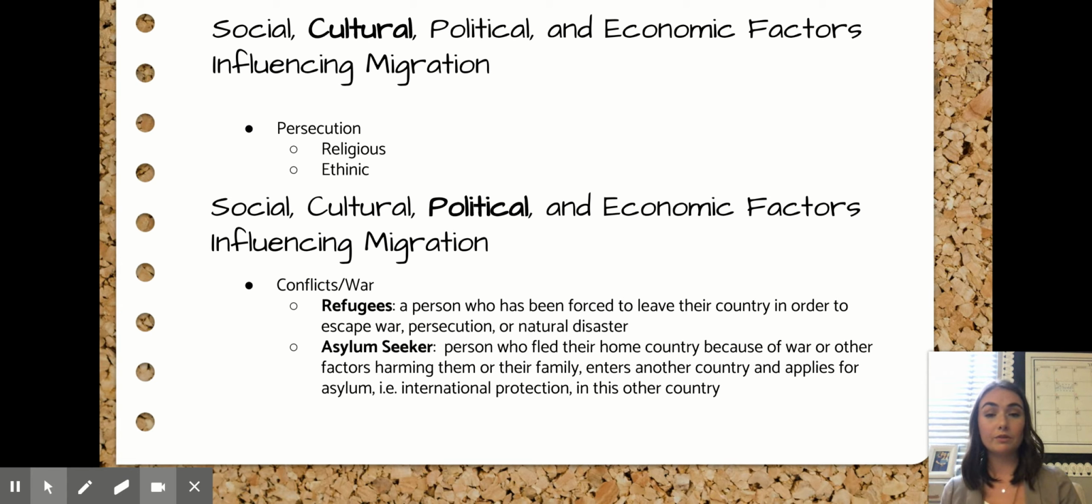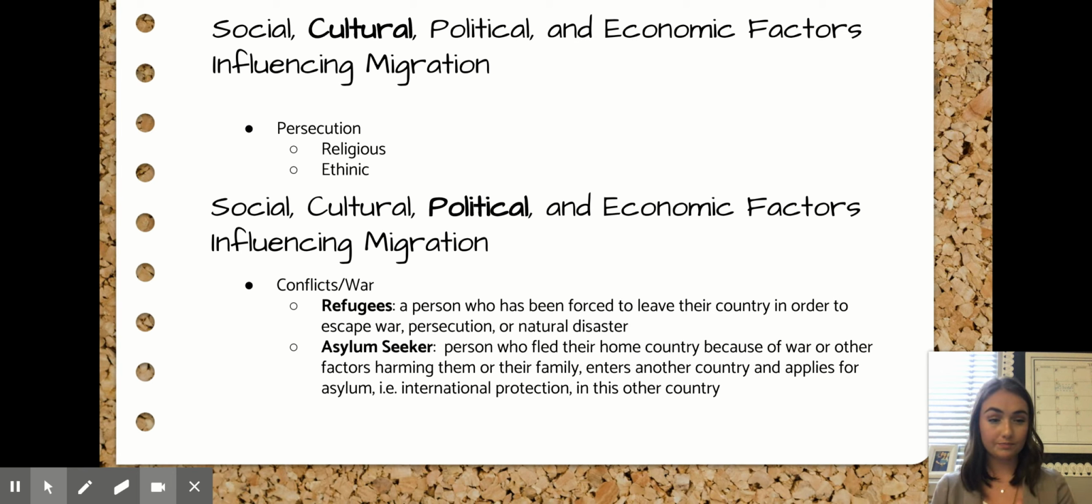So, a refugee is a person who has been forced to leave their country in order to escape war, persecution, or a natural disaster. An asylum seeker is a person who fled their home country because of war or other factors harming them or their family, enters another country, and applies for asylum through the international protection, and they want the international protection of this country.